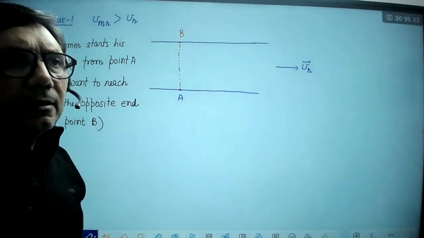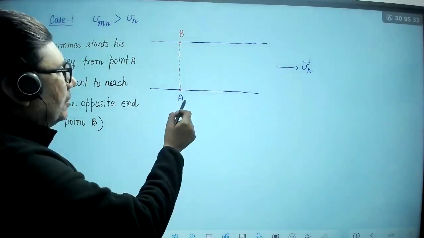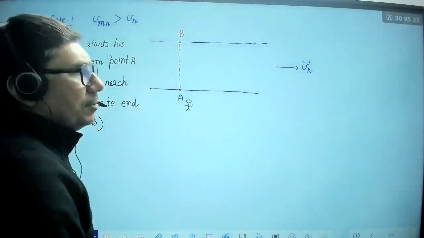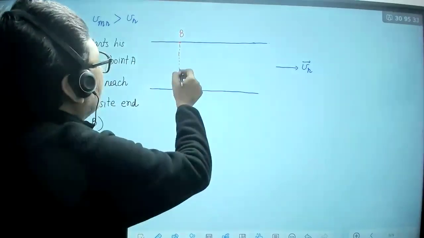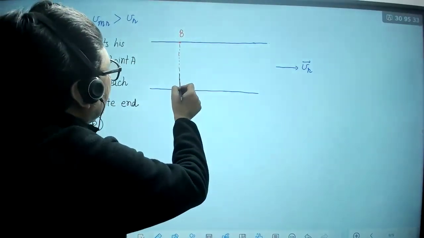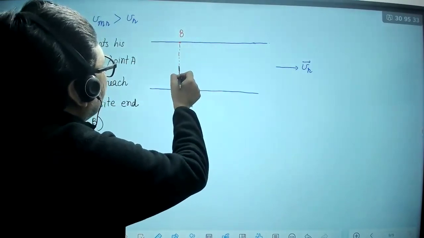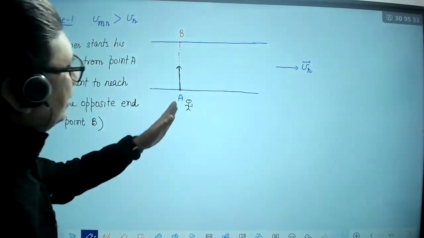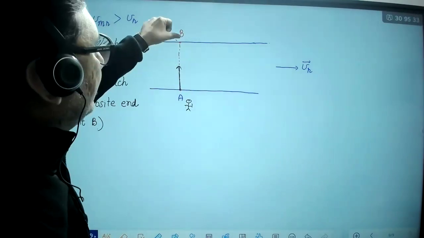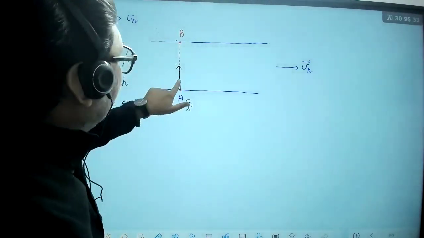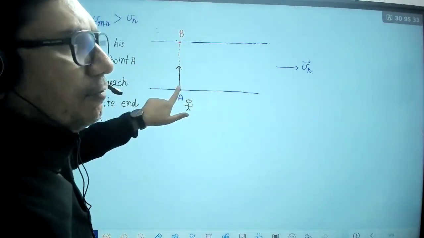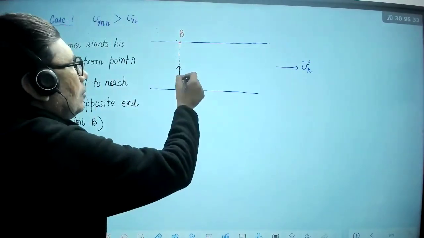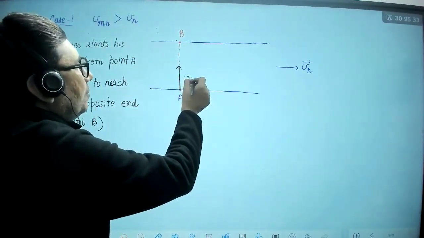So what you want to observe from the earth, if you are standing on the earth here, is that you want to see this swimmer move in this direction. From the earth, you want to see that this person should move in this direction, only then he will reach B. So what will be the direction? This should be the velocity of the swimmer, the velocity of the man with respect to earth. So this will be the VM.